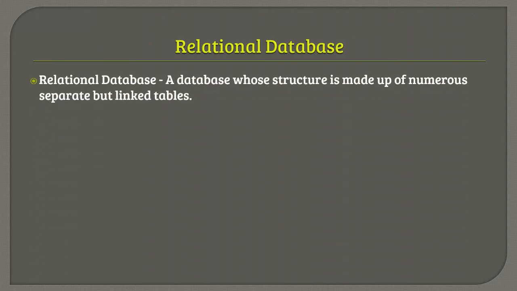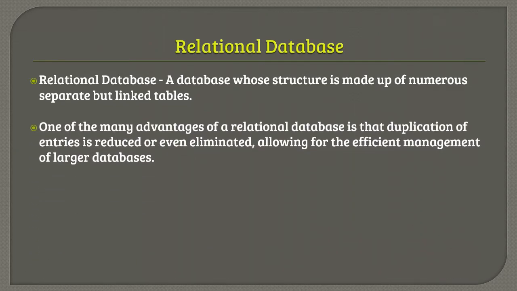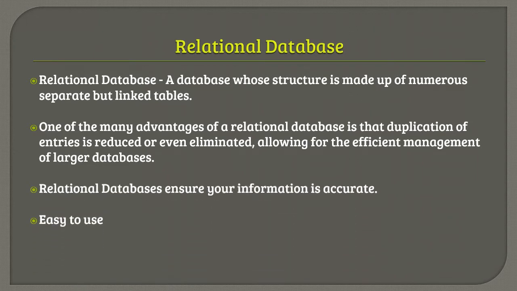A relational database is a database whose structure is made up of numerous separate but linked tables. One of the many advantages of a relational database is that duplication of entries is reduced or even eliminated, allowing for the efficient management of larger databases. Relational databases ensure your information is accurate and it is very easy to use.